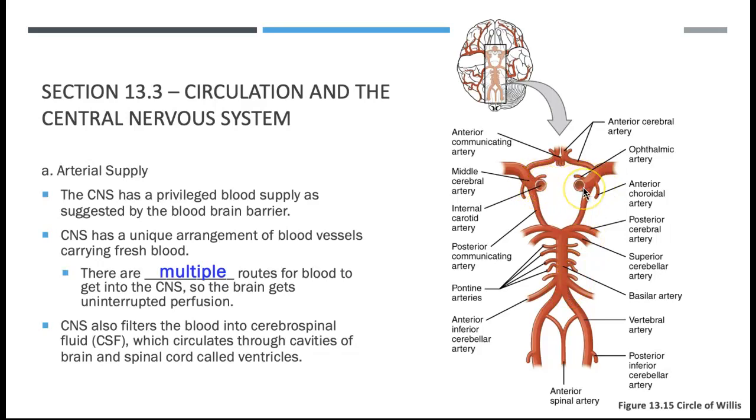Mainly we will have the vertebral arteries here bringing in that blood, as well as through our internal carotid arteries here. We'll also have a special feature of being able to filter the blood into cerebrospinal fluid, or what we call CSF, which then is going to circulate through the cavities of the brain and spinal cord in areas that we call ventricles.